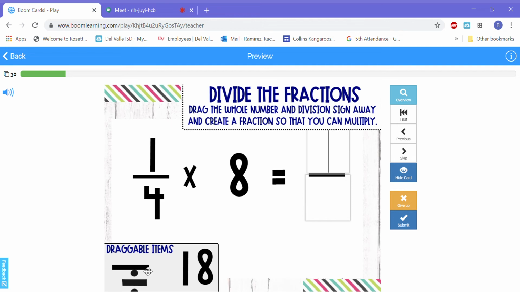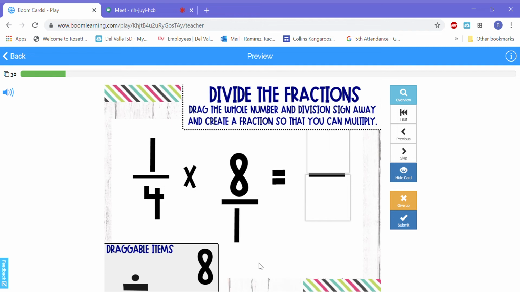So we would have to put a 1 in the denominator, so it gives you the option to make a fraction, which is pretty cool. So you have 8 over 1. That means that it's still 8, it's just now a fraction. Now, we still haven't flipped it.